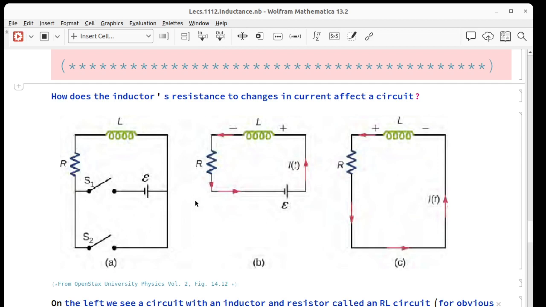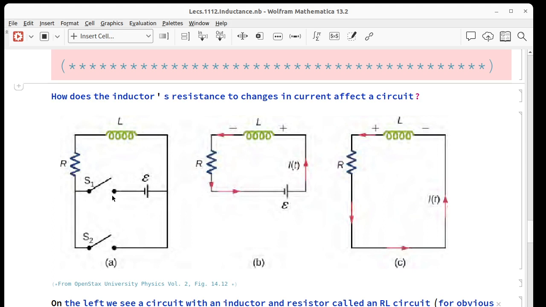The next thing we're going to look at is how the inductor's resistance to changes in current affects the actual current in a circuit. We're going to see that we have an RL circuit here, resistor and inductor. And we've got switch S1. When we close that, the battery will try and create a counterclockwise conventional current. If we close S2 and open S1, we'll find that we've got a current being sustained only by the inductor. So first we have to establish a current in the inductor.